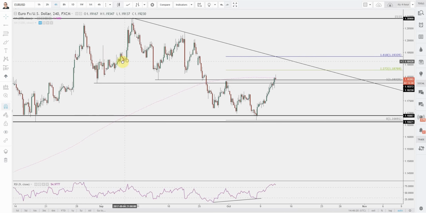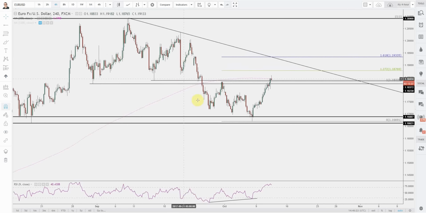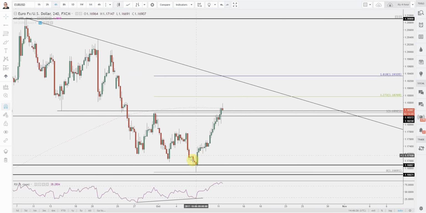Okay, let's move to the Euro USD 4-hour chart. We can see that when we tested this support area, the price formed a long-legged doji candle. At the same time, RSI was showing bullish divergence, so it was an indication that we may get a rebound.